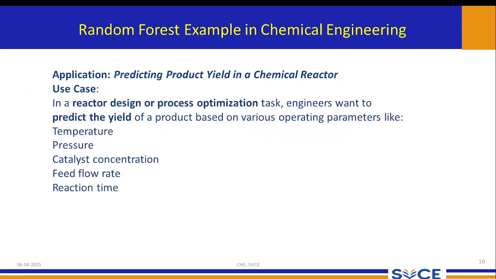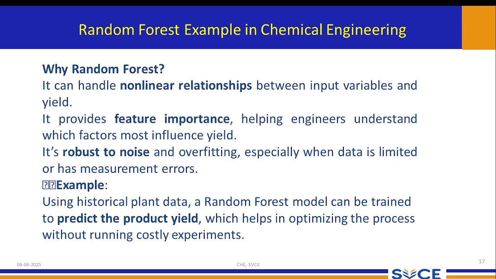Coming to the random forest: predicting product yield in a chemical reactor. Let's say you have a reactor. In a reactor design or process optimization task, engineers want to predict the yield of the product based on various operating parameters like temperature, pressure, concentration of the reactant, catalyst concentration, feed flow rate, reaction time, and so on. In that case, it can handle non-linear relationships.